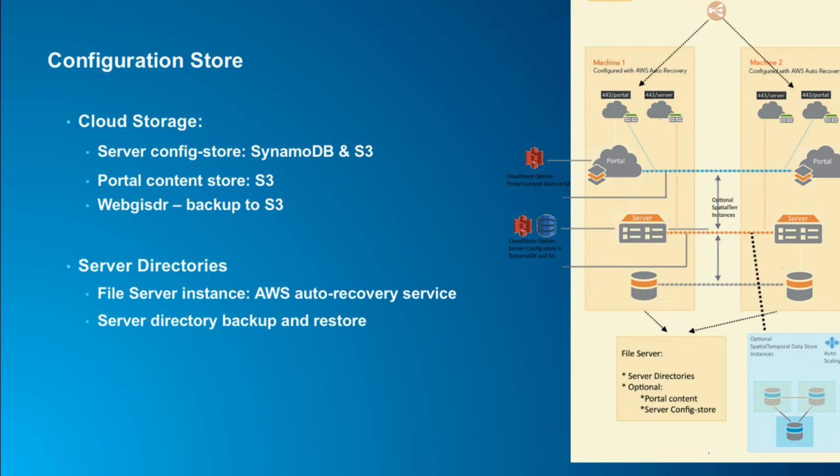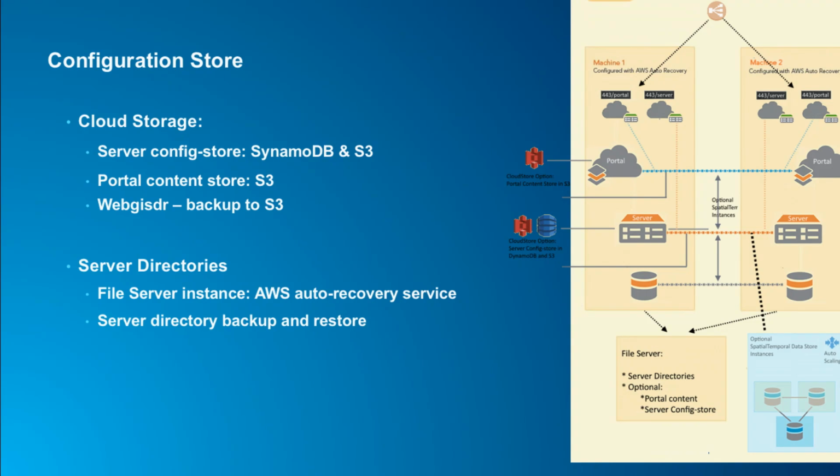Another thing is the server directories, right? Server directory is still on this file server that we showed there. But Amazon has this auto recover service. When you configure this machine with this service and this instance is down, Amazon can recover it to the moment it went down. It takes about the time to start a new machine, but that's about the time you lose.